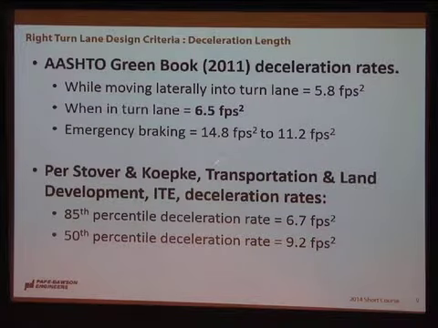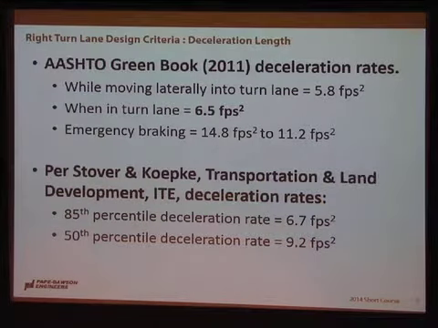As Marcus mentioned, these are the values in the Green Book. When you're in the left turn lane, you're decelerating about 6.5 feet per second squared. Well, to me, I don't know what 6.5 feet per second squared looks like or feels like, but I do know what emergency braking feels like. So if we're at about 15 feet per second squared for emergency braking, normal deceleration would be about half of that. So I can kind of feel that and understand what that means to a driver.